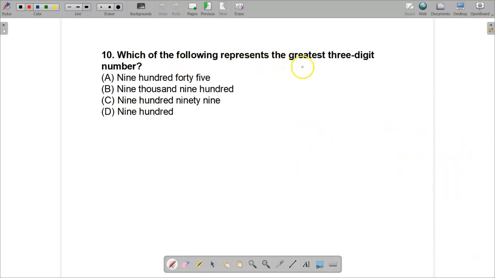Which of the following represents the greatest 3-digit number? We know the greatest 3-digit number is 999. Check whether you have that option anywhere. It is 945, then 9900, then 999, then here it is 900. So which one is the greatest 3-digit number? The greatest 3-digit number is 999, right? So the option is C.